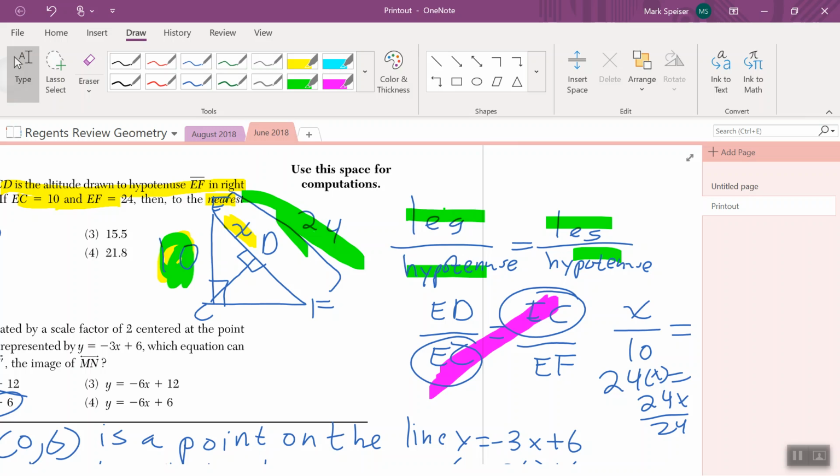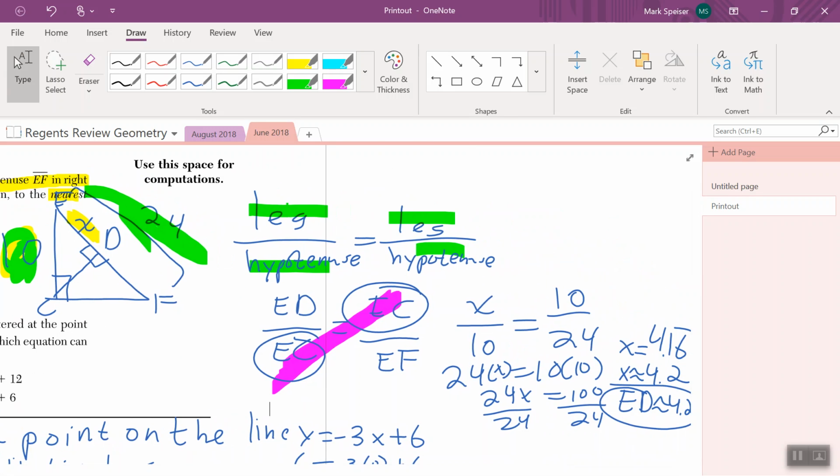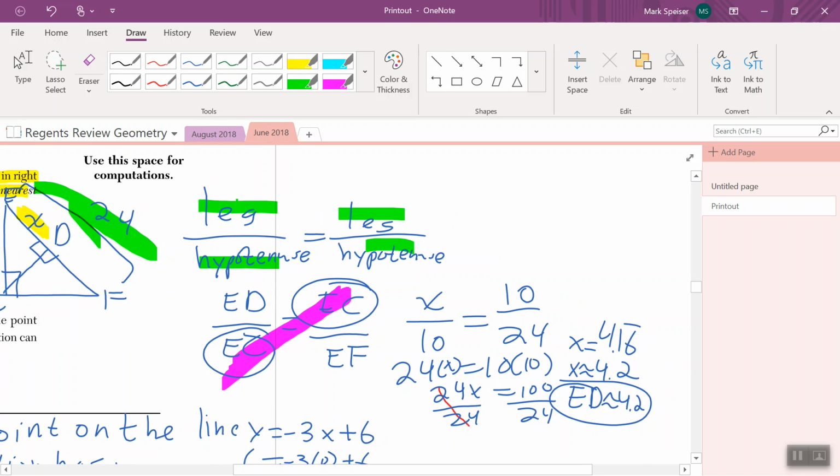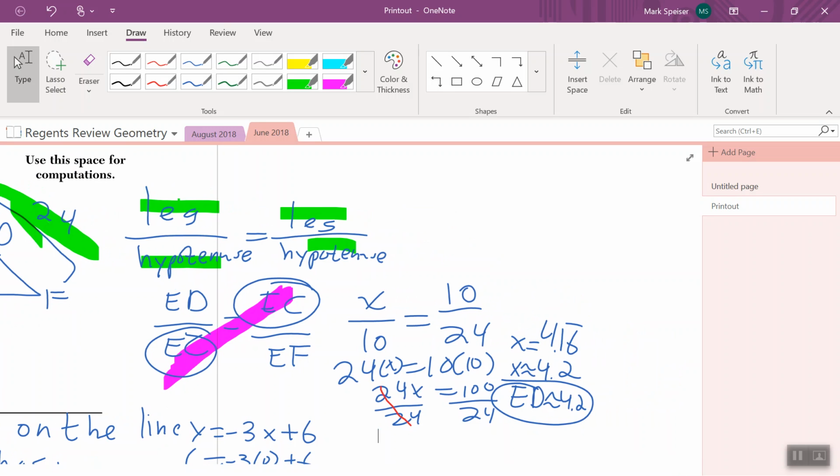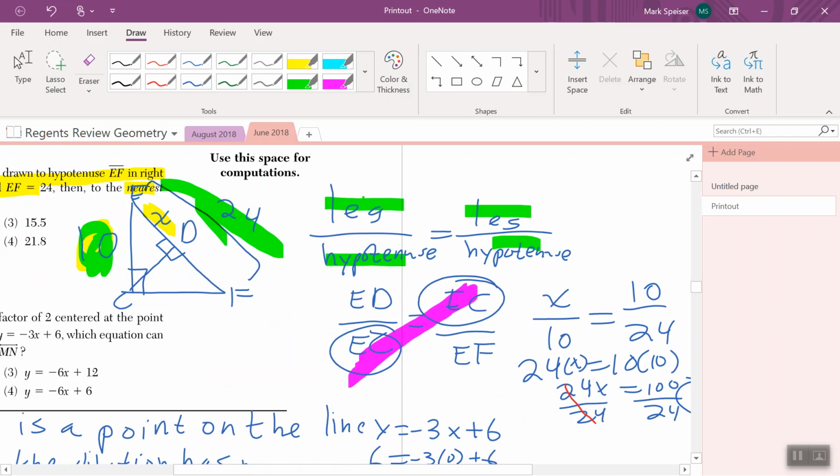X over 10 is 10 over 24. Cross multiply. 10 times 10 is 100. X times 24 is 24x. Divide both sides by 24. So 24x divided by 24, and 100 divided by 24. Substitute it into the calculator. X equals 4.1666666, or round it up to 4.2. So ED is 4.2, or choice number 1.